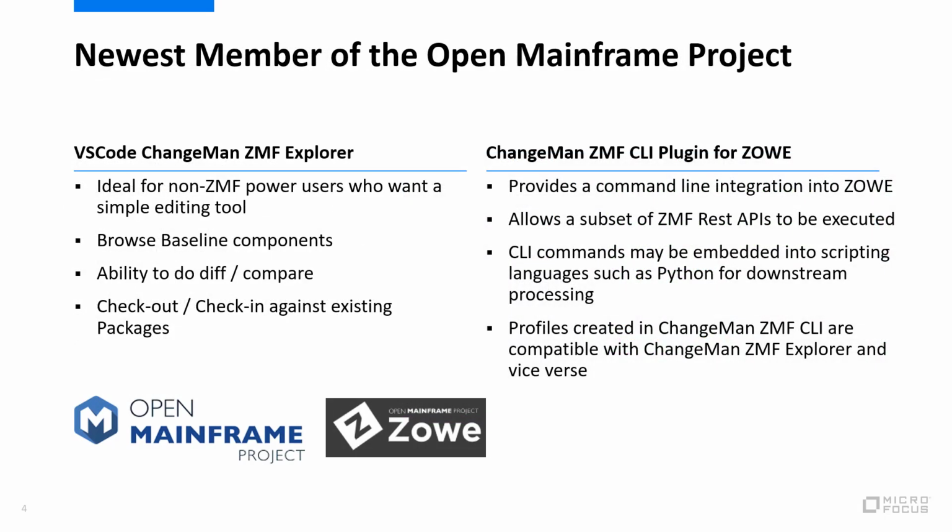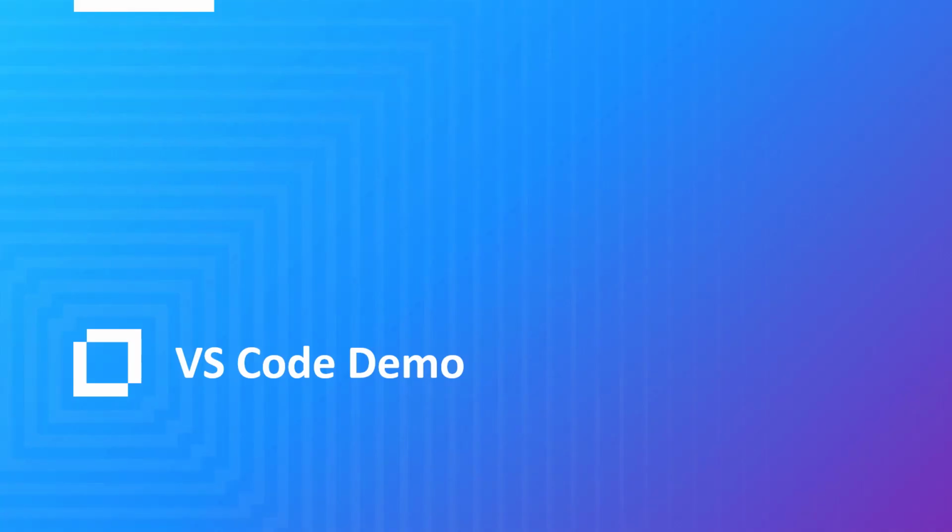One last thing to mention before the demo. For our customers that use Changeman ZMF, we also have a VS Code Changeman ZMF Explorer extension, which you'll see in a couple of minutes, and added command line integration into Zowe, so you can add Changeman ZMF resources and operations to your automation scripts. So let's see the demo.